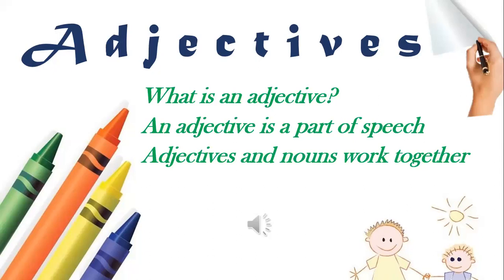Okay, so you heard, yeah? What is an adjective? An adjective is a part of speech, and the adjective goes together with a noun, right? And why do we use adjectives? We use adjectives in our speech and in our writing to make our reading, writing, and speech more interesting, emotional, and colorful, okay? So therefore we use adjectives.